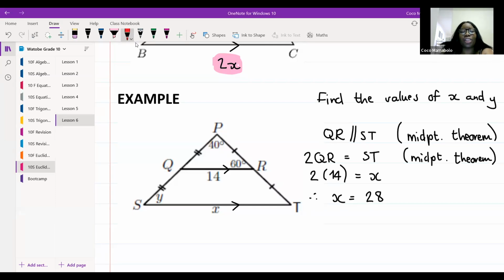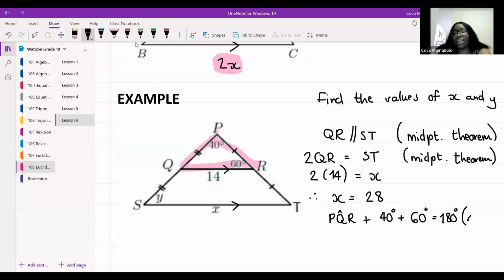Good. We're going to start with calculating for PQR. So we're going to go PQR plus 40 degrees plus 60 degrees is equal to 180. And we all know why this is, because I'm looking at the triangle PQR, which means the reason here is going to be angles sum in triangle. Right, close.